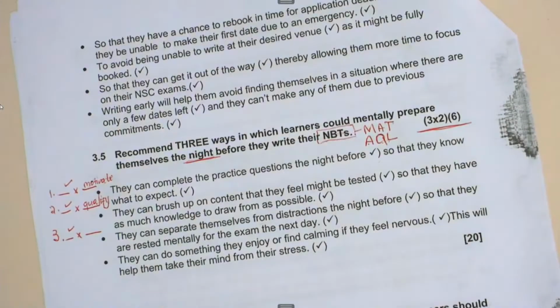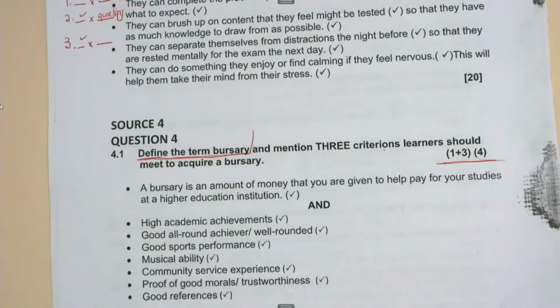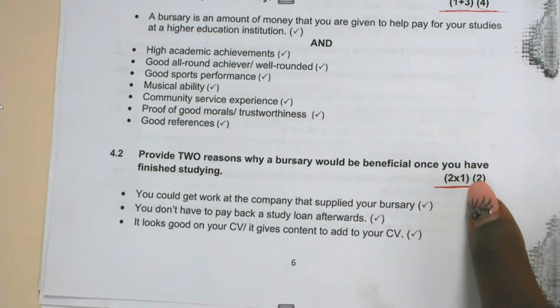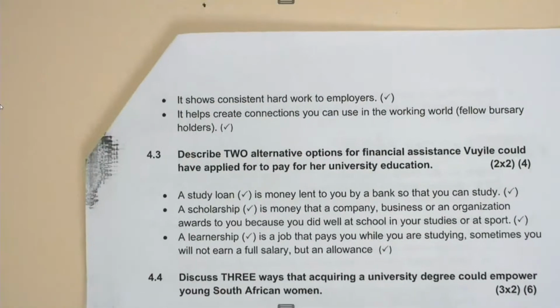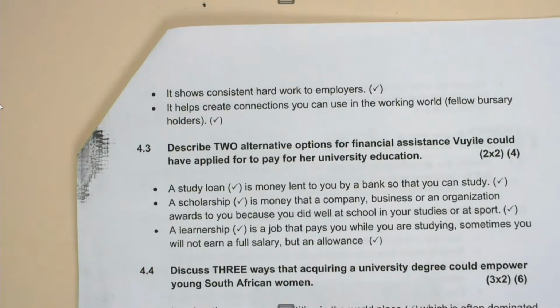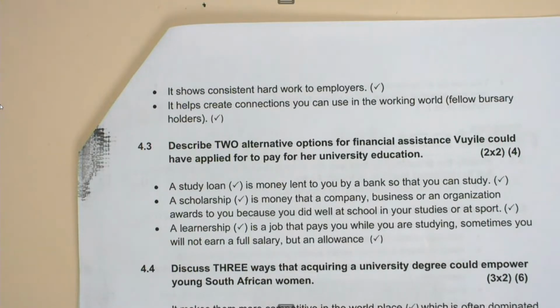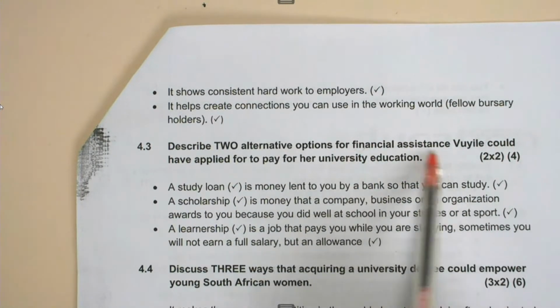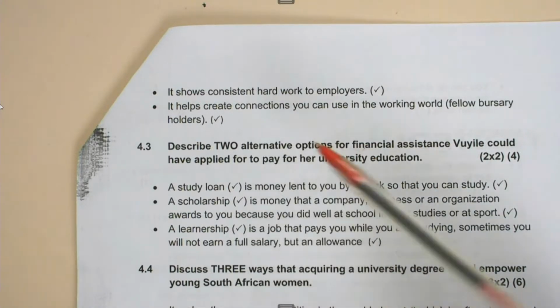4.2, not 3 responses, 2 responses. Apologies for that. Here we only need 2 responses. 4.3. Describe 2 alternative options for financial assistance Vuile could have applied for to pay for her education. Now, remember Vuile is the name mentioned in the extract. Vuile was offered a bursary after she matriculated.